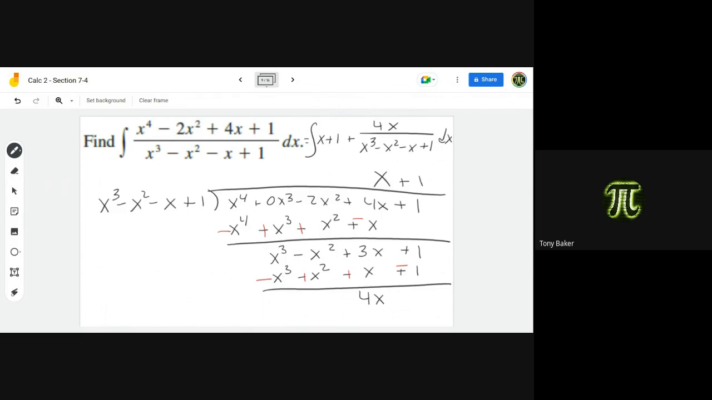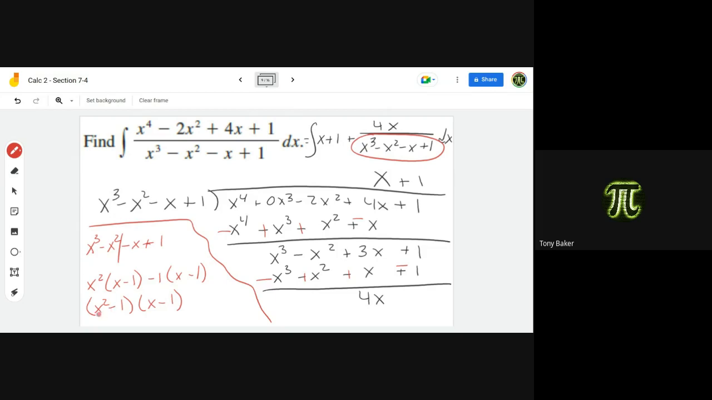All right. Step 2, factor the denominator. So let's factor that out. Split it: x squared times (x minus 1), negative 1 times (x minus 1). So (x squared minus 1)(x minus 1). And the x squared minus 1 goes to (x minus 1)(x plus 1), the difference of squares. And then that is now our denominator.